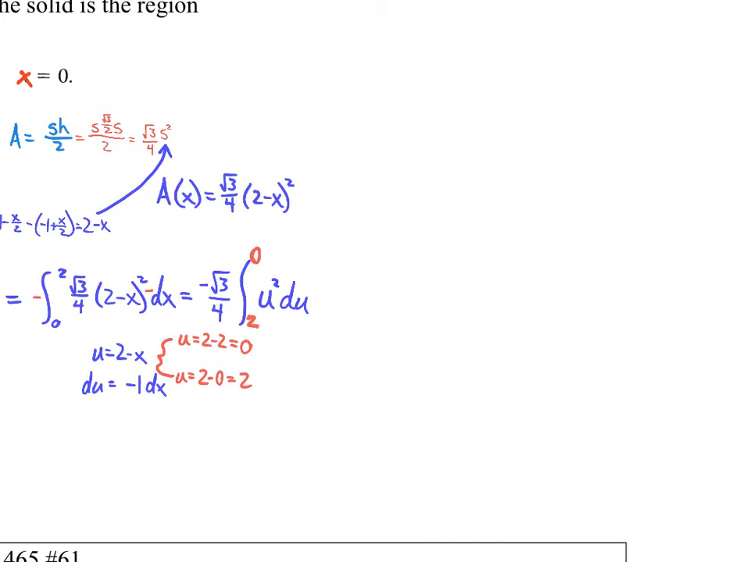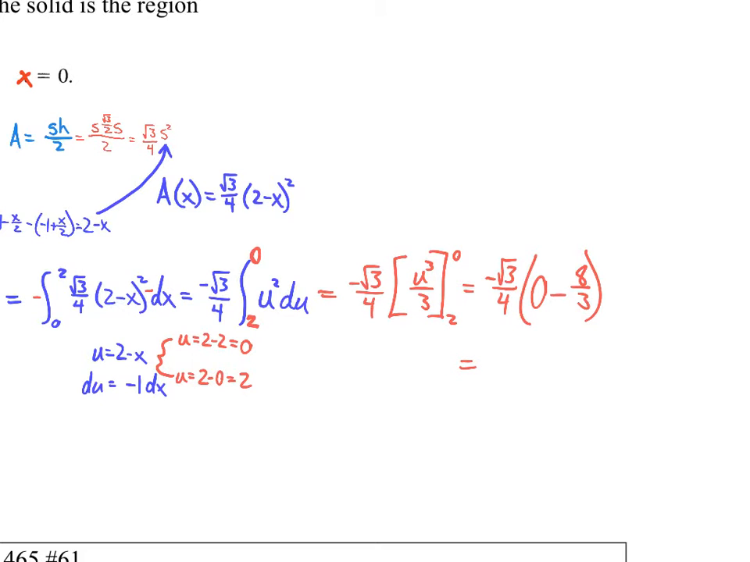Okay? So negative root 3 over 4 times u cubed over 3 evaluated from 2 to 0 is negative root 3 over 4 times 0 minus 8/3. Negative times negative is a positive. 8 over 4 is 2, so it's 2 root 3 over 3 units cubed. Should we expect to see this on the free response for next time? That was an honest question too.